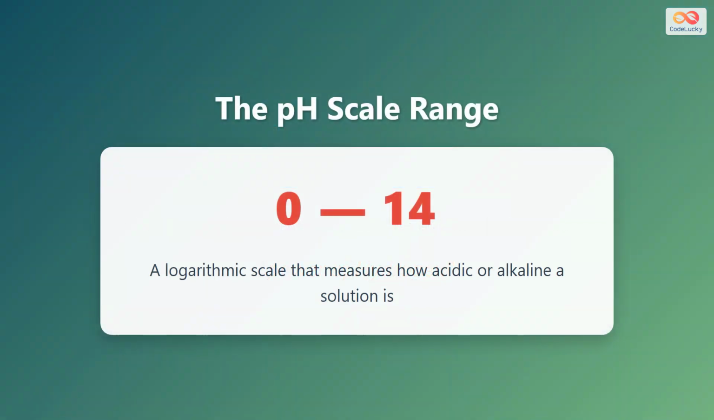The pH scale ranges from 0 to 14. This numerical scale provides a standardized way to measure how acidic or alkaline any solution is. What makes this scale particularly interesting is that it's logarithmic, which means each number represents a tenfold change in acidity or alkalinity. This compact scale allows us to measure everything from battery acid to household bleach using just 15 numbers.